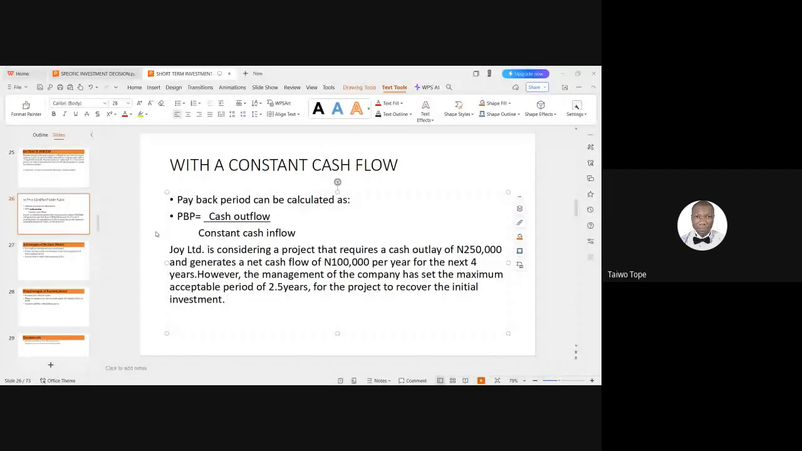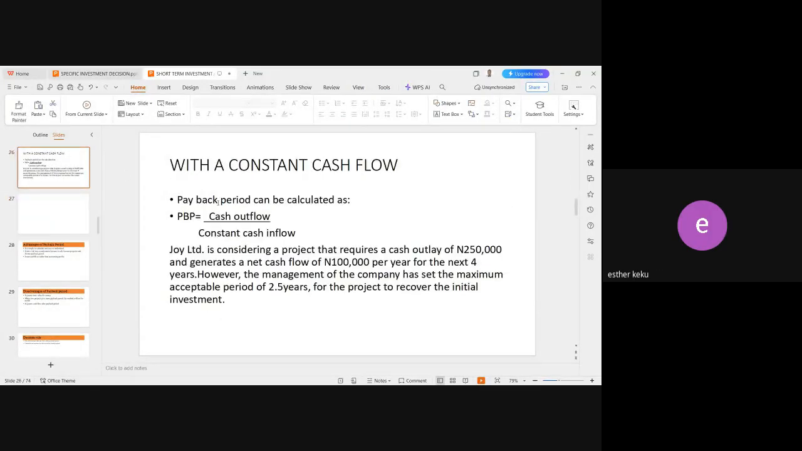So the cash outflow is what? This is it, cash outlay: 250,000, right? Now, the constant cash inflow is what? 100,000. So 250 divided by 100 will give you what? 2.5. Yes, 2.5.